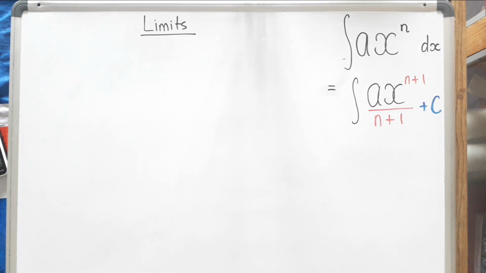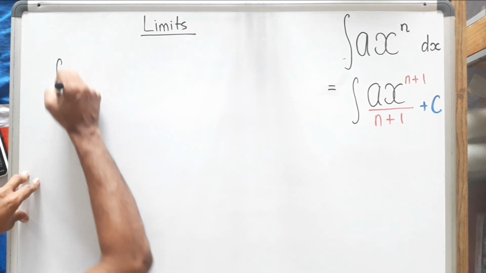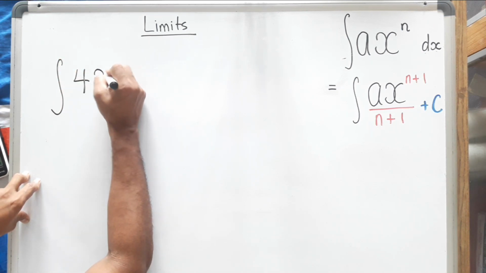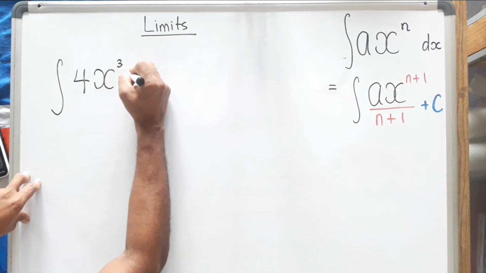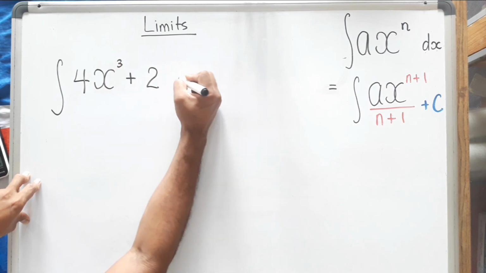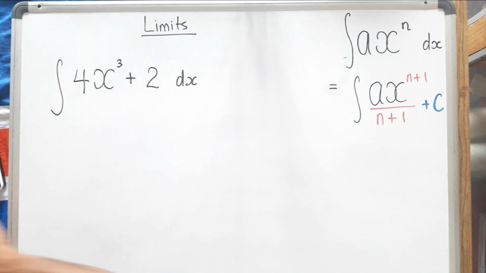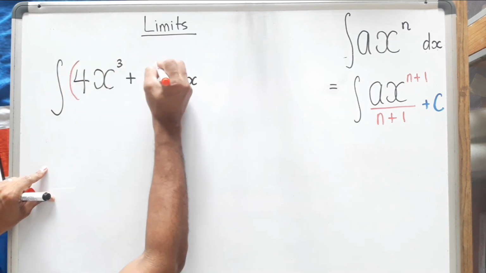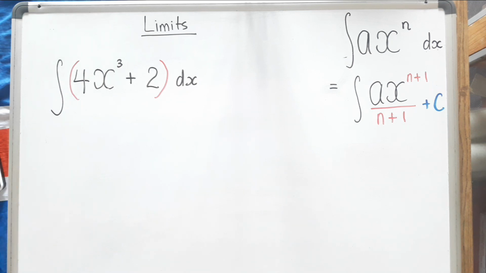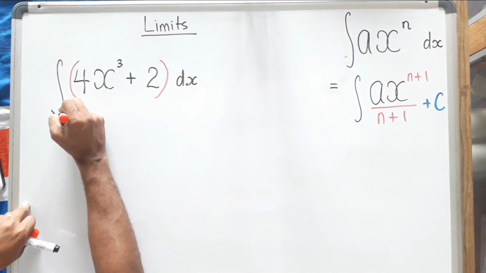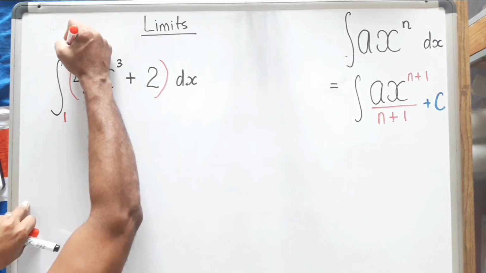Let's say that we have to integrate. Let's start with an easy one. 4x to the power 3 plus 2, and I have a dx here. Well, the whole thing is supposed to be in brackets because I'm planning to integrate this whole thing. I have a habit, I forget these brackets. And let's say there are two numbers here. Let's put 1 and let's put 3.